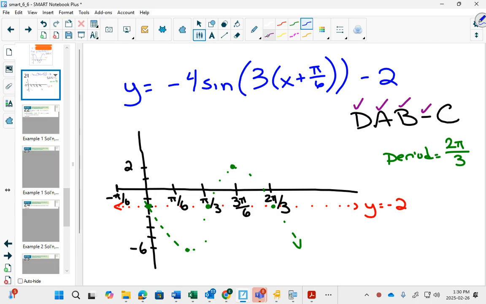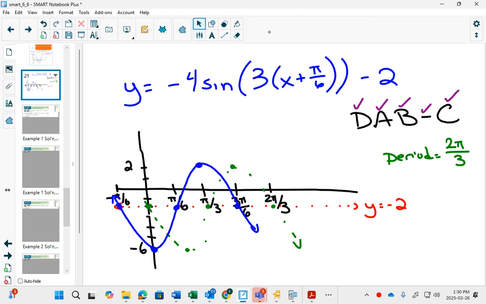And I'm going to take each of my points and shift them then 1 tiki mark over to the left. And this is my final graph. Check mark on the C. We've done every part. So with that, we can go to example 1.